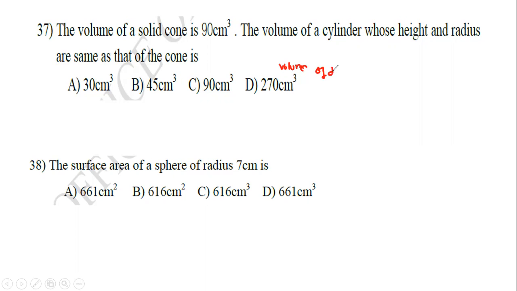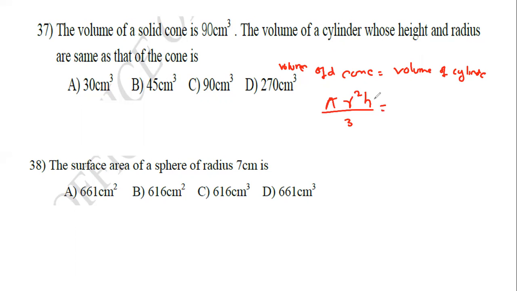Volume of the cone is equal to the volume of the cylinder. Both are equal. Okay. Although, sorry, one second. The volume of the cone is 90 cubic centimeter. The volume of the cylinder whose height and radius are the same as that of the cone is dash. The given radius and height are the same. Volume of the cone is pi r square h divided by 3.